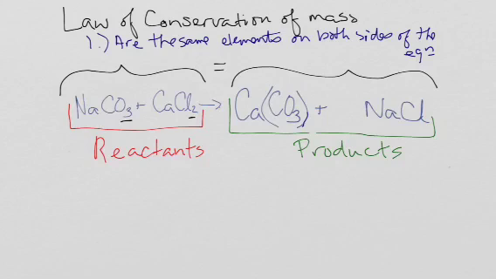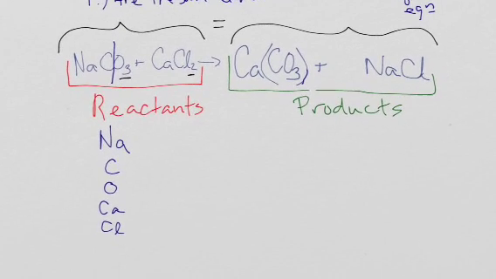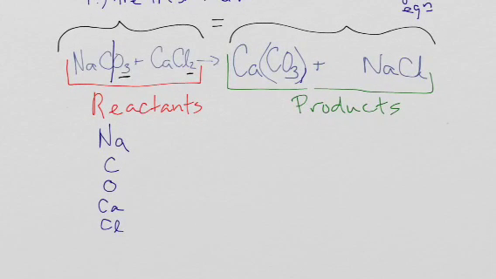Let's start with, what's the first element we see there? Na. All right. What's the next one? C, O. Oh, but look at this. C, O, it's a capital and a capital. So is that one element or is it more than one element? So there's a carbon there. There's an oxygen. What else is on that side? Calcium. What else? And chlorine. So these are all the actual elements that are on the side of the reactants.